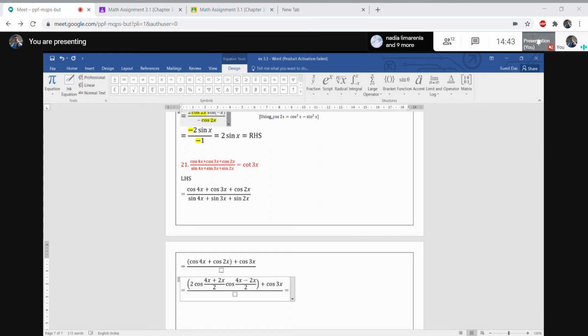Now if you simplify the numerator, what will you get in the bracket? You will get 2 cos of 4x plus 2x, that is 6x, divided by 2 gives you 3x, and cos of 4x minus 2x, that is 2x, divided by 2 is cos x. Plus cos 3x was there before. So why am I writing like this? You can see that we can now take cos 3x common from both.